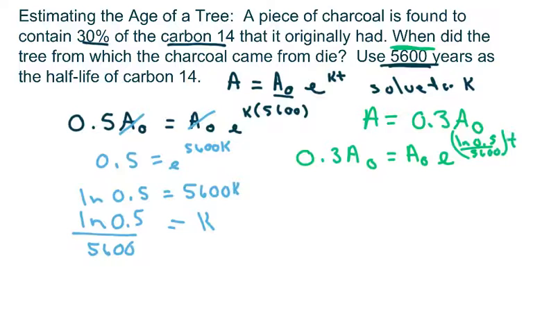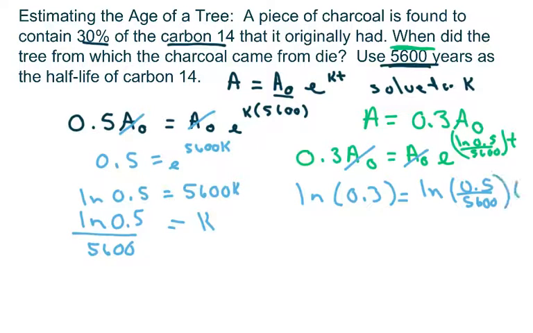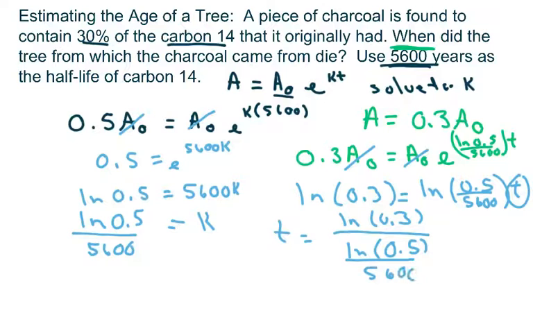times T. Now this cancels, and we're going to solve for T. So you take ln of both sides, and then divide both sides by ln of 0.5 over 5,600 to solve for T. So T equals ln of 0.3 over ln of 0.5 over 5,600, which is approximately 9,727 years ago.